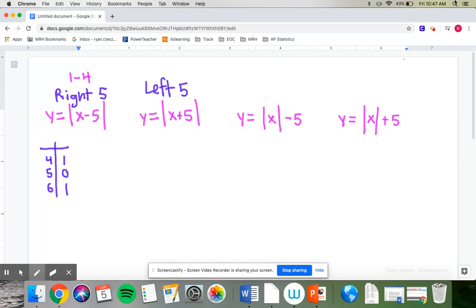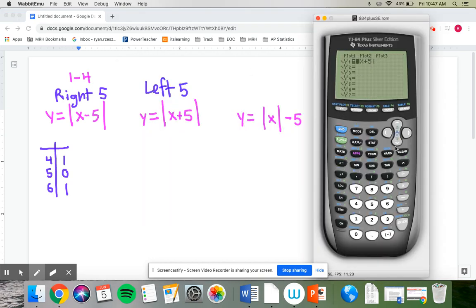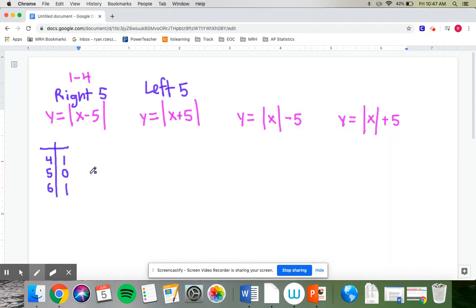My next equation has a minus 5, but on the outside of the absolute value bars instead of on the inside. So if I take absolute value of x, so I go abs x, this time I want my minus 5 on the outside, subtract 5, and I hit graph up here. That actually takes my picture. My original would go right here, and it moved it down 5 units. So if you do a subtraction on the outside, that's how you move your picture or translate your picture down.